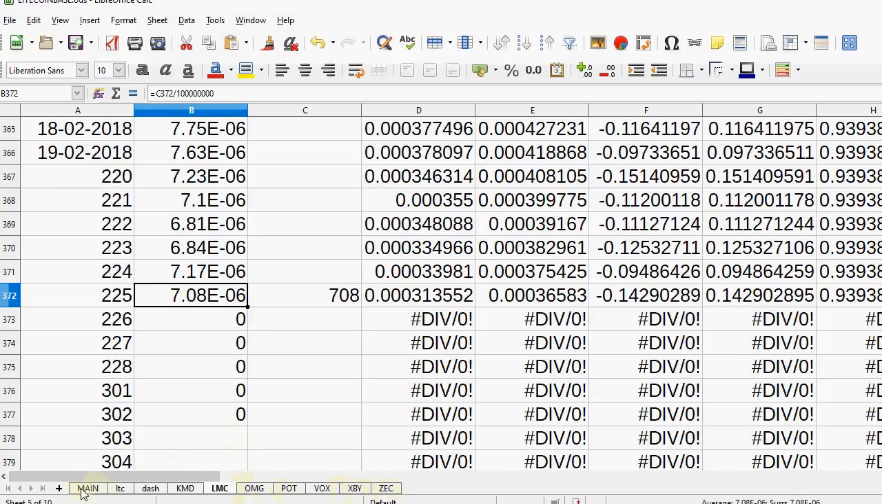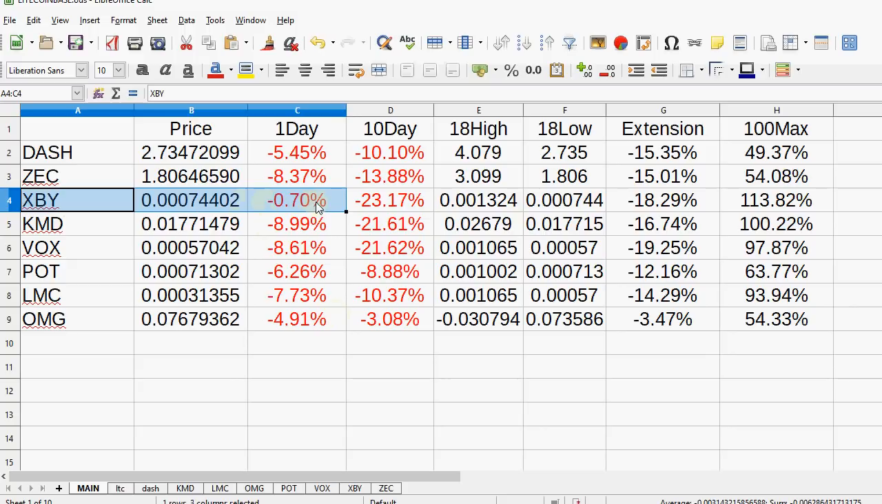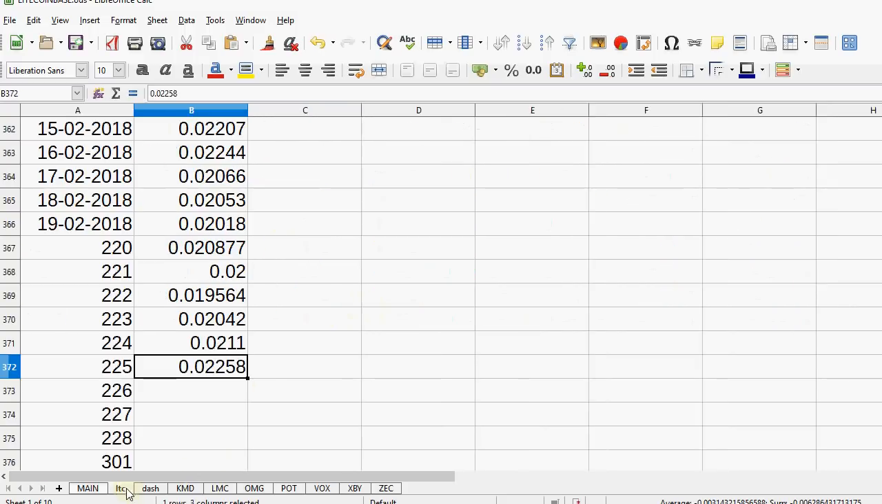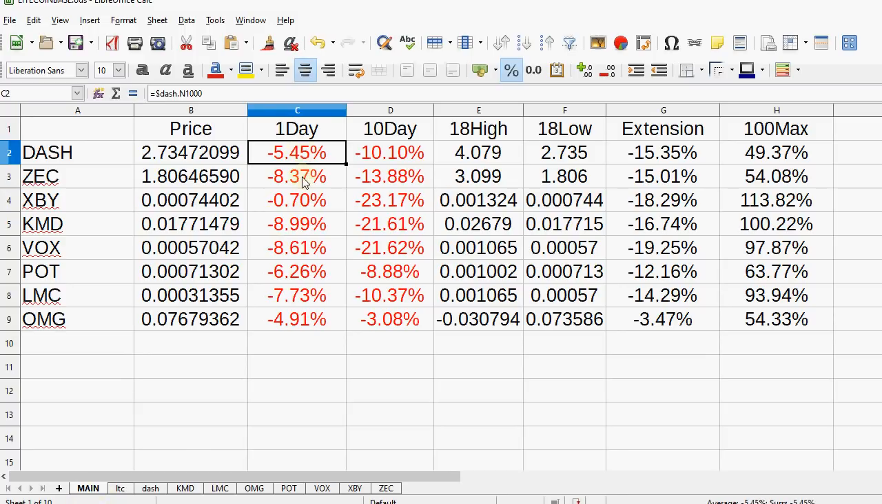And so on and so forth. Furthermore, within this, we can notice that XBY is only down 0.7% against Litecoin over the last day. And Litecoin's having a spectacular day, as it went from 211 to 225, a difference of 14 basis points, or around 7%. So in the same day, XBY has gained about 6%. And coins like Dash are barely up, ZEC is barely down, LMC's barely down, OMI goes up a little bit, and so on and so forth.